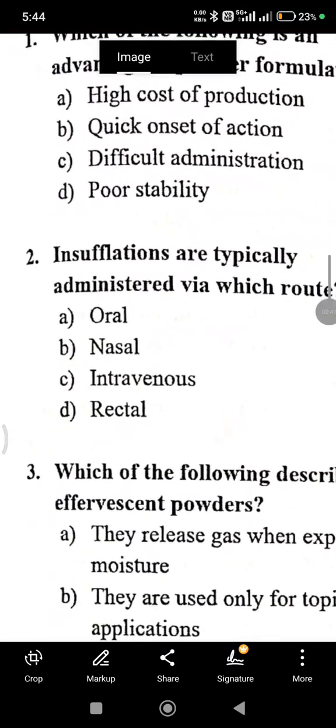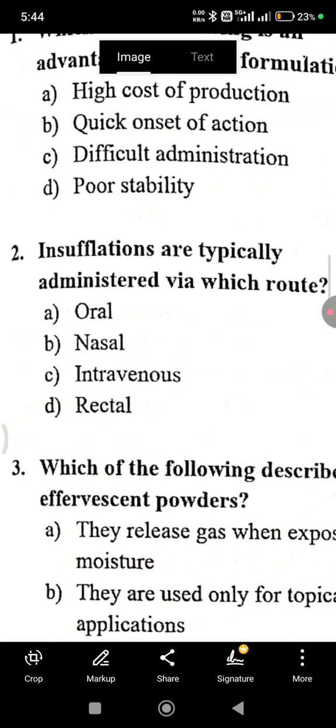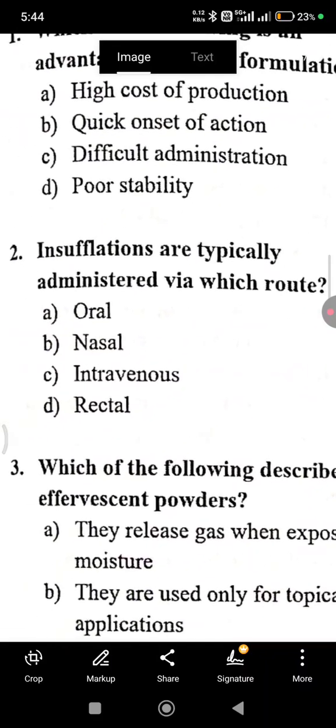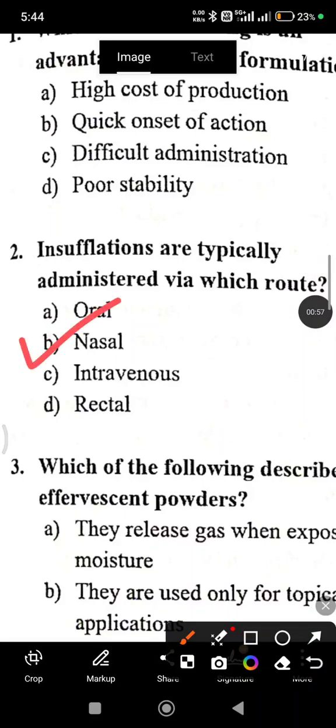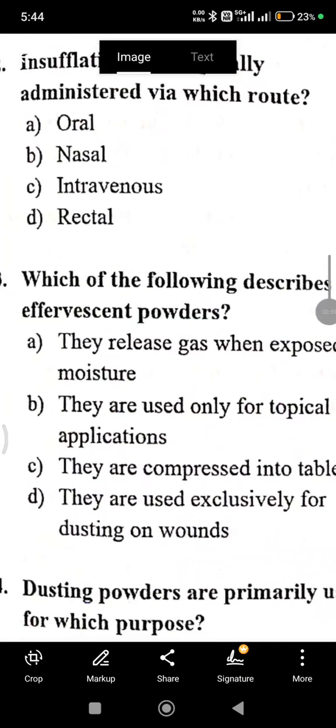Let's go to question number 2. Insufflations are typically administered by which route? That is the nasal route. Insufflations are administered by the nasal route. Let's go to question number 3.